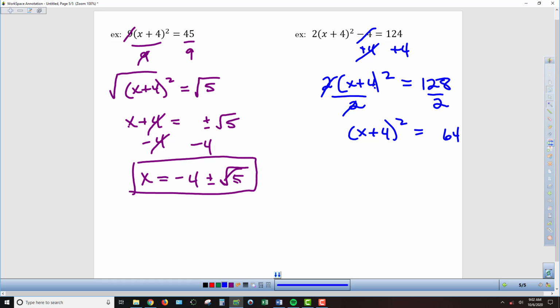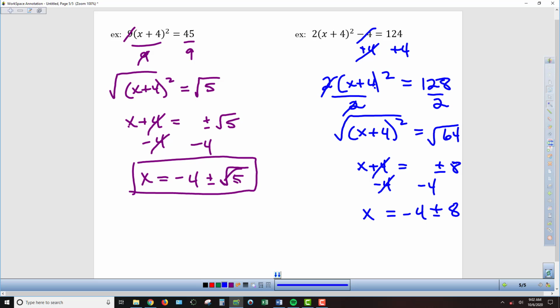And now to close things out, I'll take the square root of both sides. I get x plus 4 equals plus or minus 8. Got to have that plus or minus. And so then we finish out by subtracting 4 from both sides. So I've got x equals, once again, don't just do 8 minus 4 or negative 4 plus, we have to do negative 4 plus or minus 8.